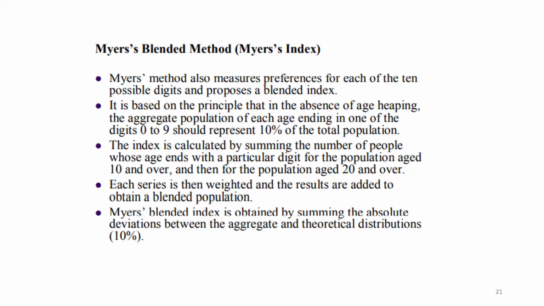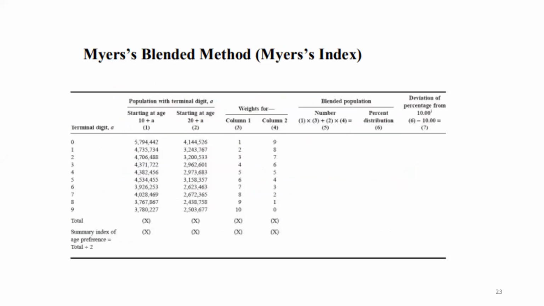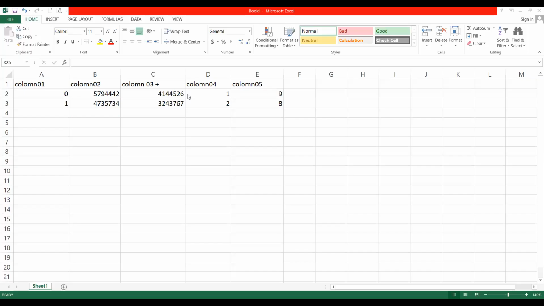Last day we stopped our lecture here, Myers' blended method. So I think we read this slide and identified what the steps are, and I told you to solve this one. So now I'd like to have your answers. Okay, now we have the given data set in this Excel sheet. Then what's the path to calculate?